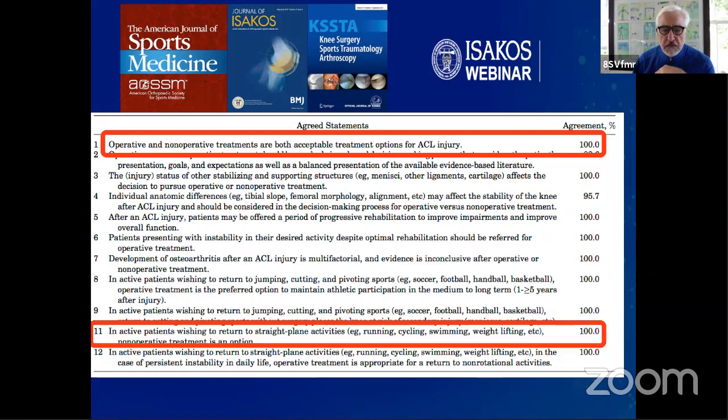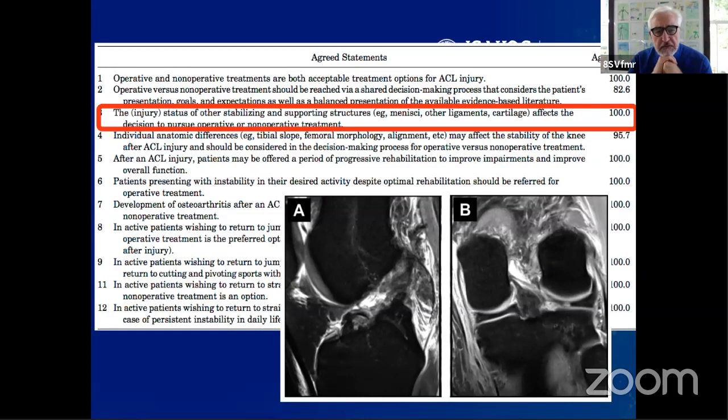The things that will sway us more toward operation are if there are other injuries, if there are injuries to the meniscus or the ligament or cartilage, and you have to do something about it already. That MRI picture shows a lateral meniscal root injury, so you have to repair the root. And if you have to do these things, then I think you also have to do ACL surgery at the same time.